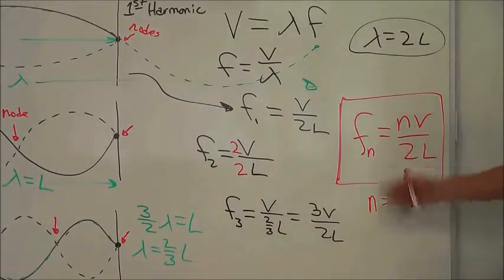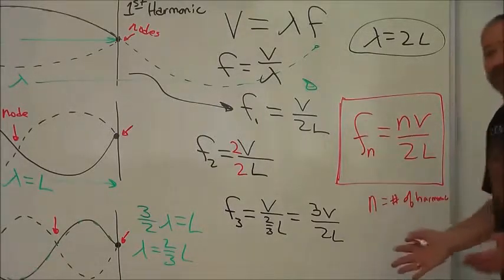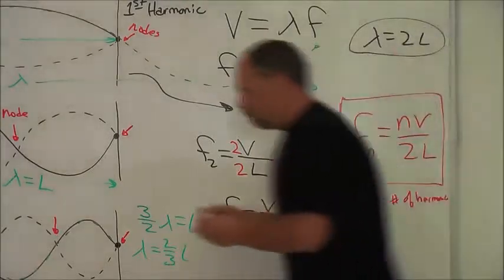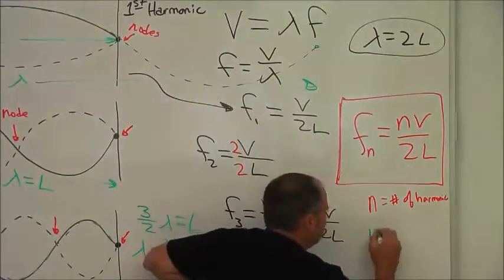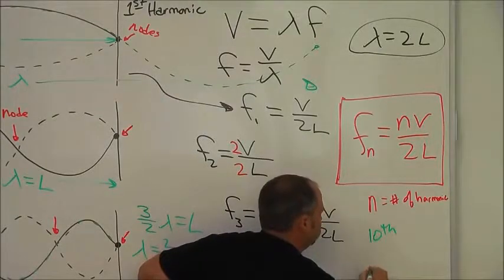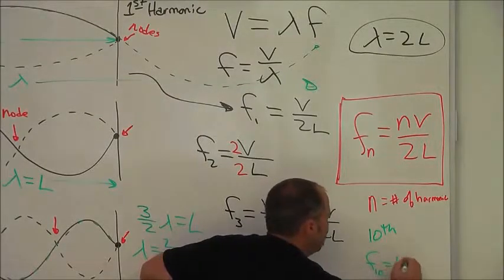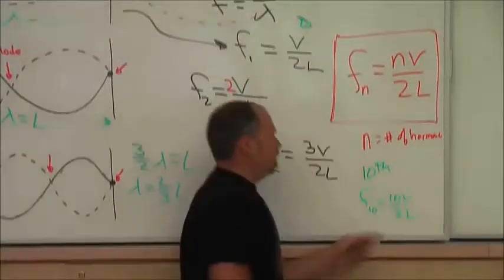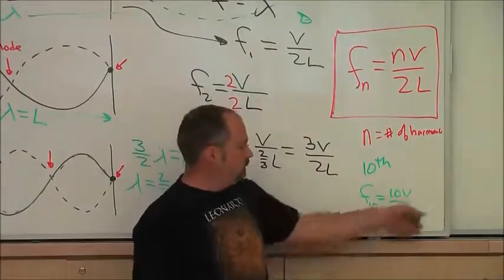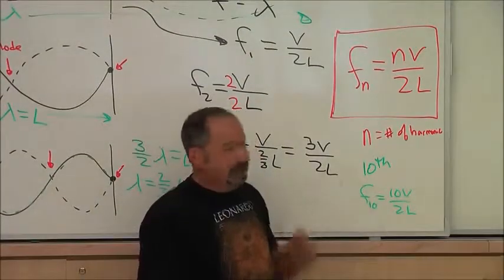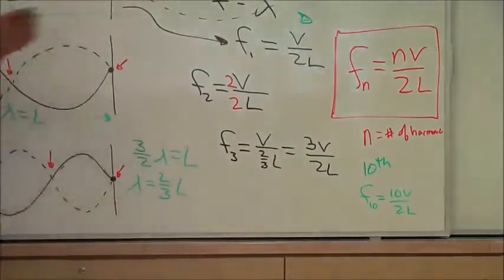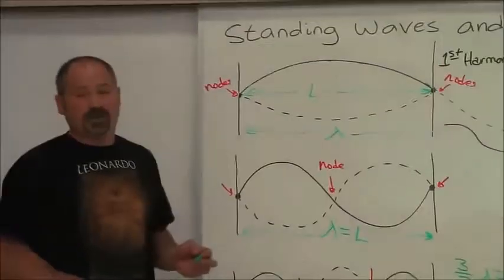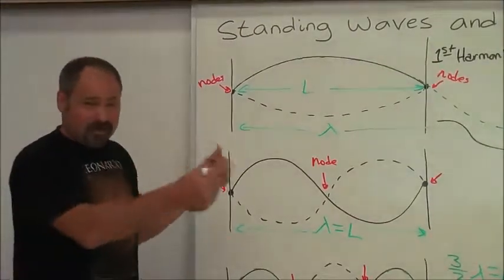And so, for example, we want to find the frequency of the 10th harmonic. Well, we would just plug in 10 here, and so for the 10th harmonic, we would just get F10 equals 10V over 2L. Plug in the speed of the wave along the string, plug in the length of the string, and you know the frequency of the 10th harmonic. So there you go. That's the formula for a string attached at both ends.